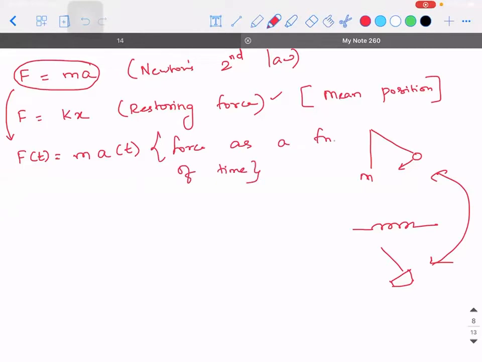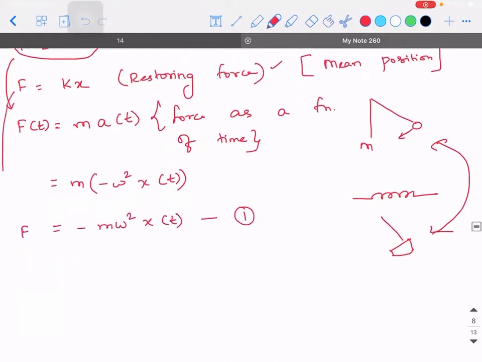Fn stands for function, right? So m into, what is the acceleration? Acceleration of an object in SHM is −ω² x(t), or you can write y(t) also. Can I write it like this? So −mω² x(t) is going to be the force, and let me call this equation number 1. Similarly, the restoring force as a function of time is equal to −k into x(t). Let this be equation number 2.